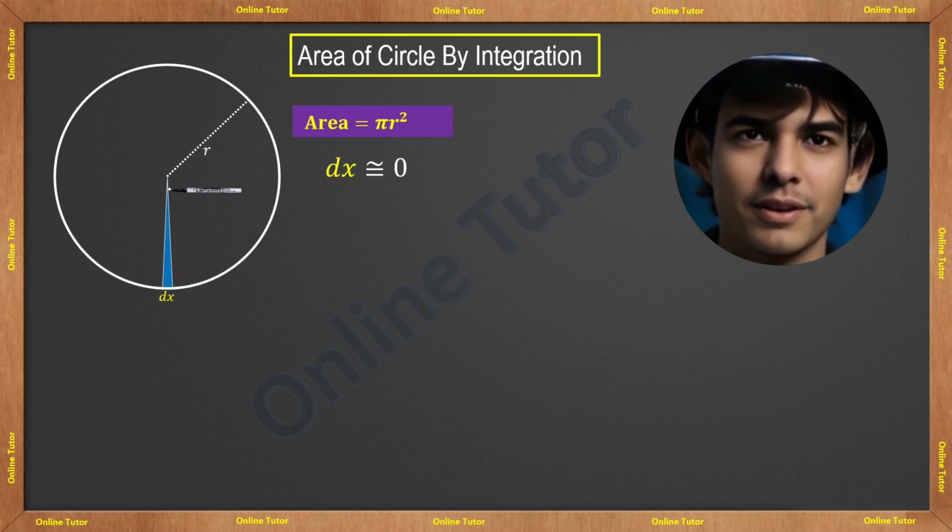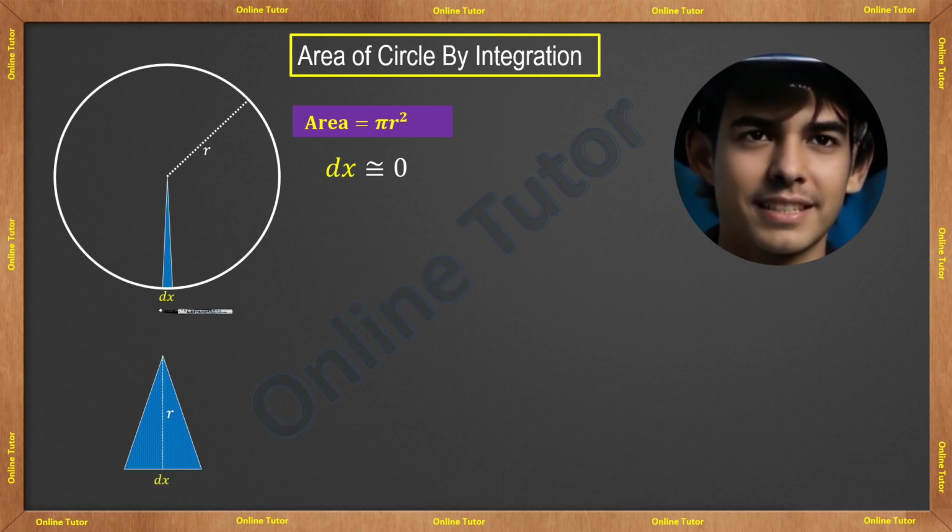Now what I will do is I will bring this triangle down and I will zoom it. Now we will see what is the area of this triangle. First of all, what will be the height of this triangle? The height of this triangle will be the same as the radius of this circle. So the height of this triangle is the radius of this circle and the base of this triangle is this dx, because this dx is very small, that is why I can take it as a straight line.